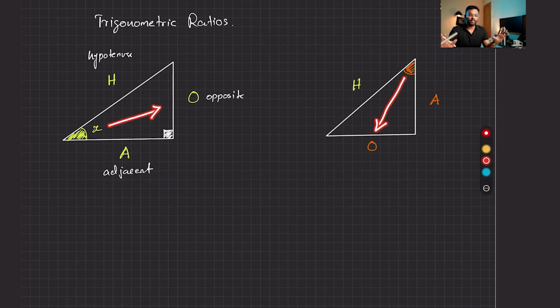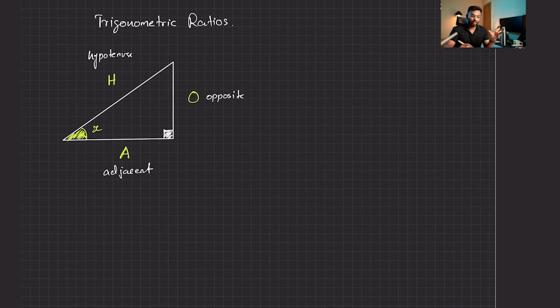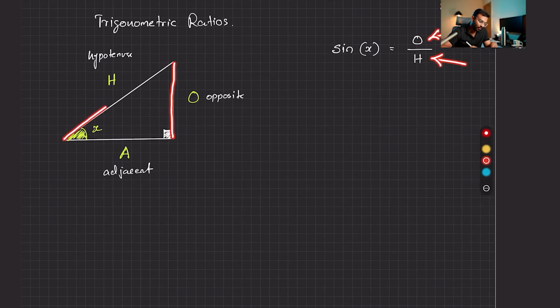It's just the naming. Now, we have some ratios that we'll go through, and I'll teach you why. The first one is we say sine of x equals O by H. What do I mean by O? And what do I mean by H here? O is simply the height of this triangle here. And do you see that H is the length of the hypotenuse. Okay?